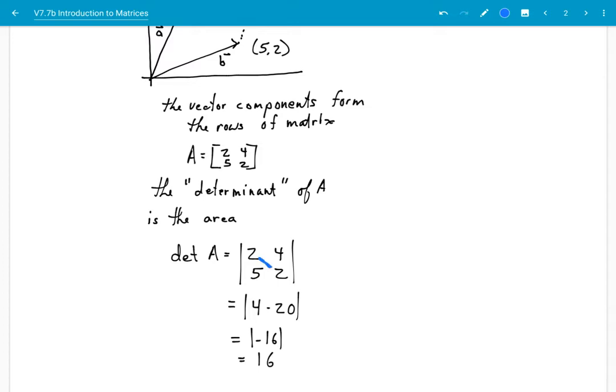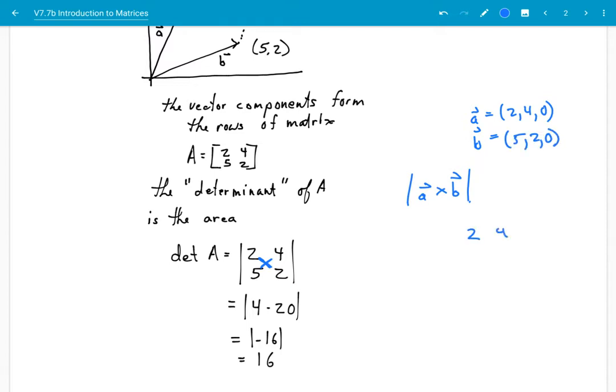We do 2 times 2 is 4, minus 4 times 5, which is 20, negative 16, and of course area is positive. This should be the same as the magnitude of A cross B, right? So A isn't 2 and 4. A would be 2, 4, and 0. And B, with no Z component because it's two-dimensional, would be 5, 2, and 0.